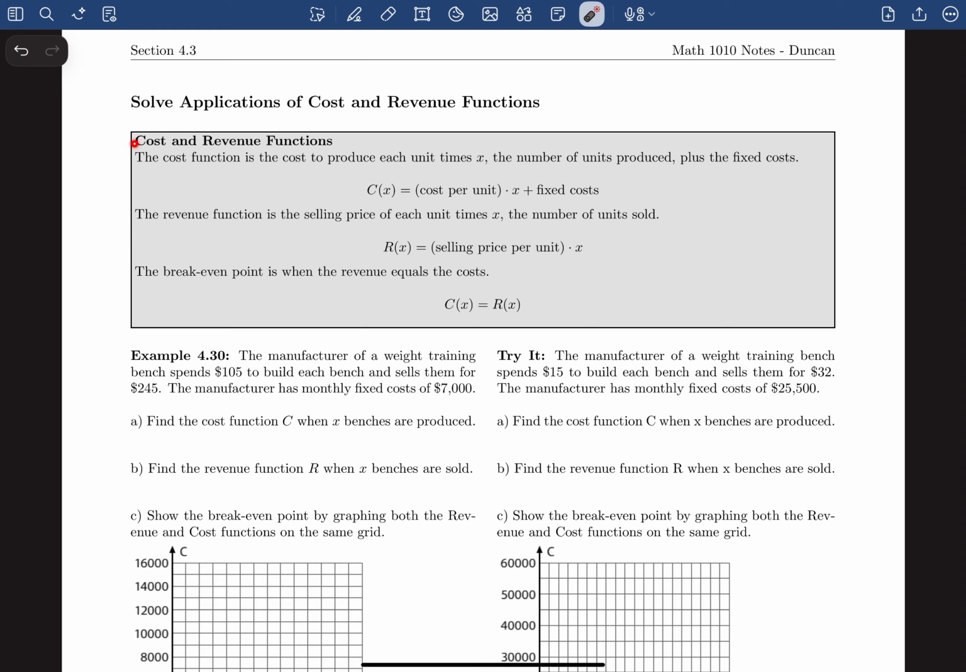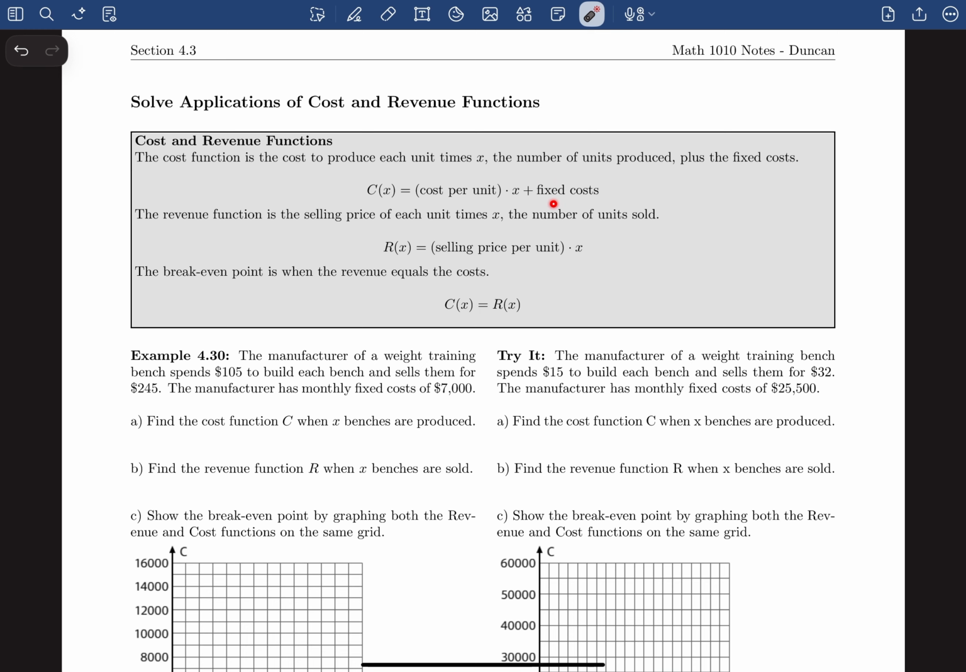So let's discuss cost and revenue functions here. Here are the definitions. The cost function is the cost to produce each unit times X, the number of units produced, plus the fixed cost. Okay, so let's say we have a business. What are the costs that go into running a business? Well, let's say we are making something like cookies. So there's a cost to making a cookie, and we multiply that by the amount of cookies that we make. All right? So the cost per unit of cookies times the number of units tells me how much I spent to make cookies. But there's also these added fixed costs at the end, and that's a constant.